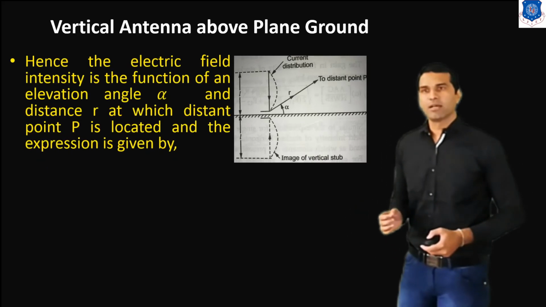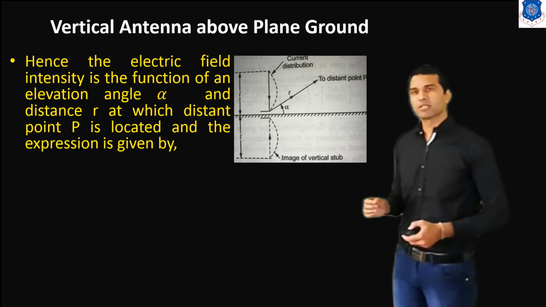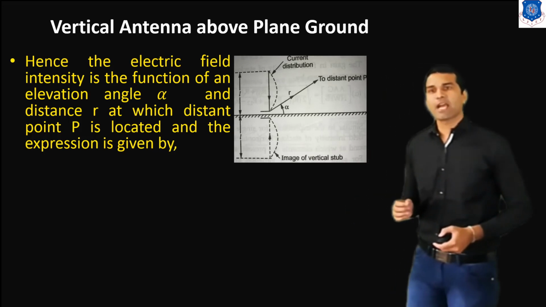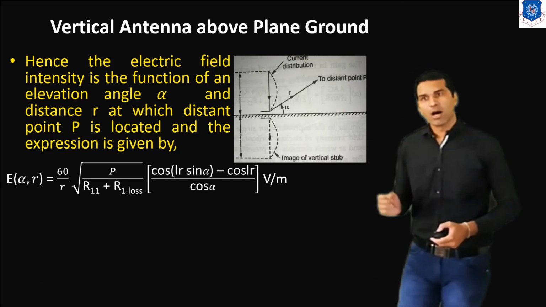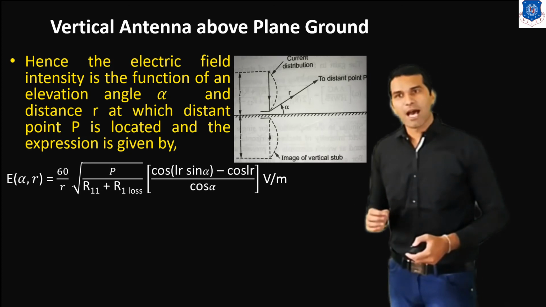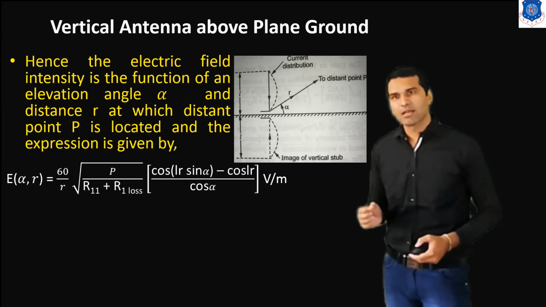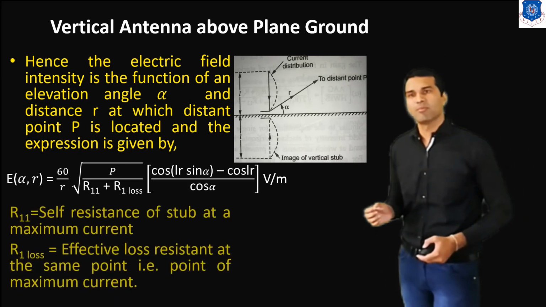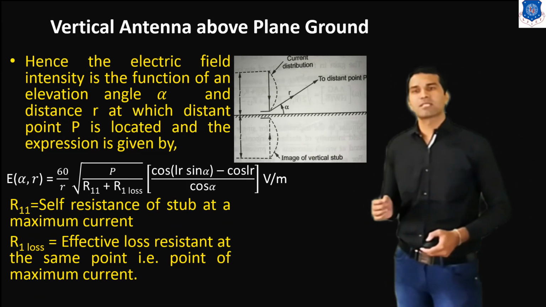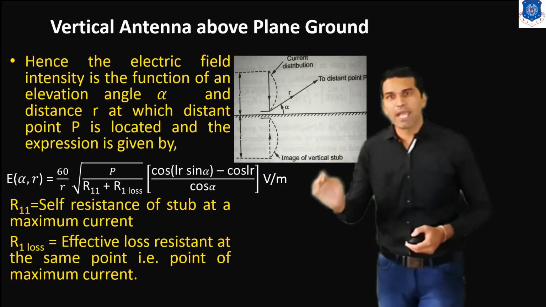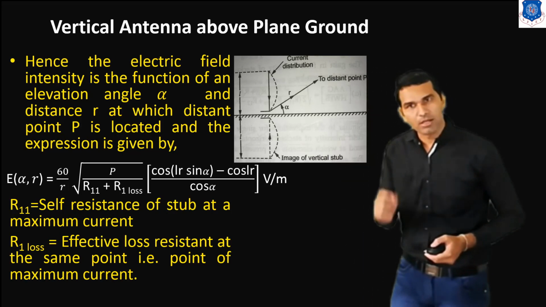Hence, the electric field intensity is a function of the elevation angle α and the distance r at which the distant point P is located, and the expression is given by E(α, r) = (60/r) √[P / (R11 + R1loss)] × [cos(βL sin α) − cos βL] / cos α, and the unit is V/m. Here R11 indicates the self resistance of the stub at the maximum current, and R1loss indicates the effective loss resistance at the same point, that means the point of maximum current.